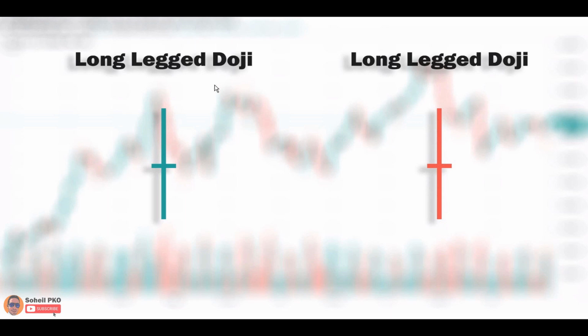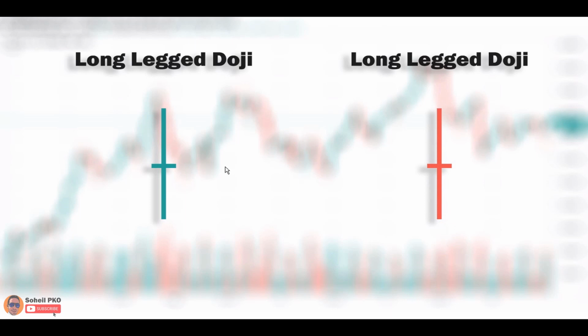Long leg doji. This doji is similar to the spinning top, but here in the body, the open and close are approximately equal, or totally equal in the ideal situation. The degree of indecision here is higher than the spinning top because we have no body and just shadows, which means a great amount of indecision.